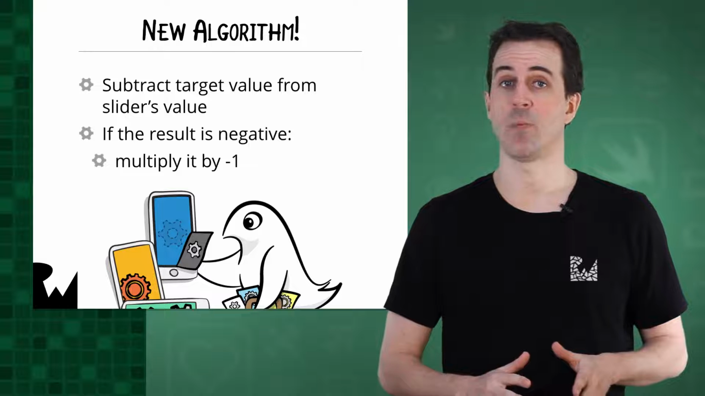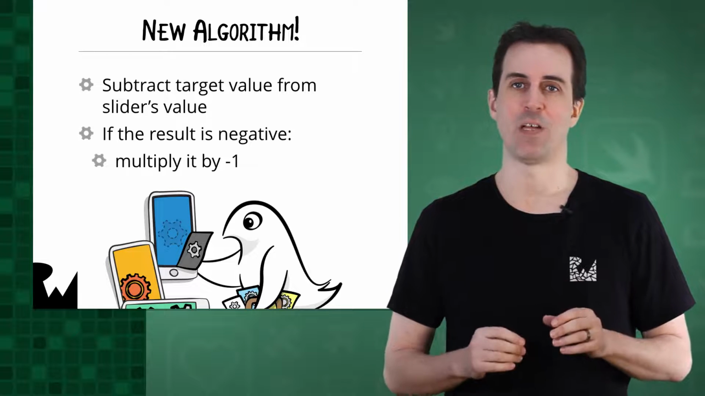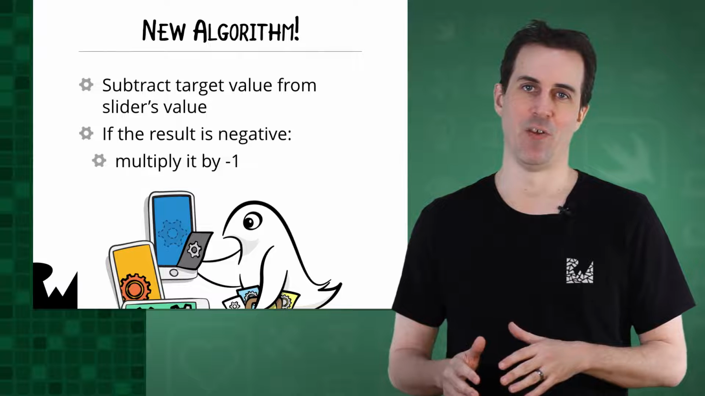In the previous challenge, I mentioned that there's another way to calculate the difference that requires fewer lines of code, and that's the subject of this challenge. The new algorithm looks like this. First, subtract the target number from the slider's value. Then, if the result is a negative number, multiply it by -1 to make it a positive number.